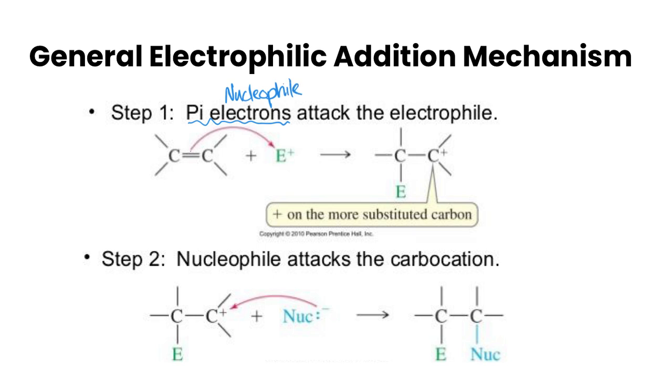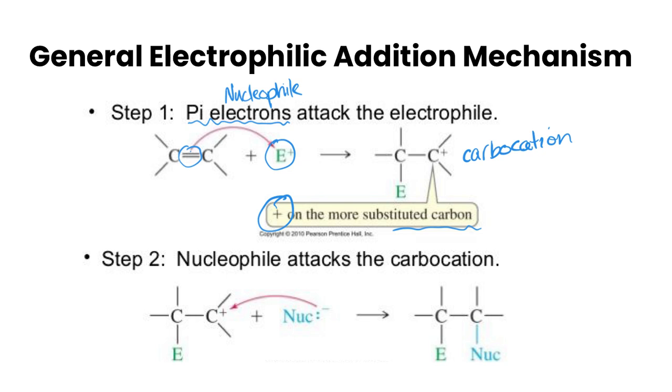So we show that with a curly arrow starting from our double bond and attacking our electrophile, which has a positive charge or a partial positive charge. And we'll see some examples of that as we go through some specific examples. That will create a carbocation. And the carbocation that's created is going to have the positive charge on the more substituted carbon. So this is going to be dependent when we see that we have some asymmetrical alkenes. We want to put the positive charge on the more substituted carbon.